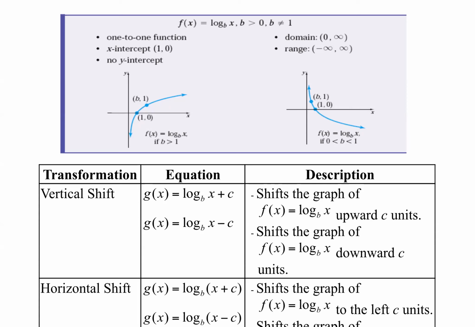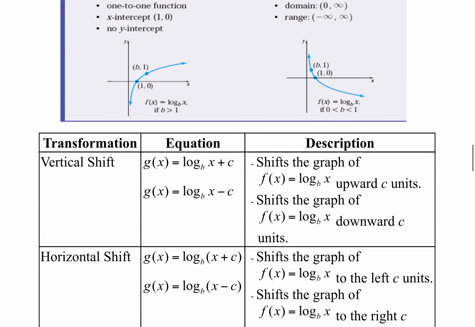On this, your domain is 0 to infinity. You can't put negatives in a log, which means this x component cannot be negative. And then the range is all real numbers. Something to consider: unless you shift it, there is no y-intercept because it does not actually touch that line. Shifting could give you a y-intercept, but the basic one does not have one.